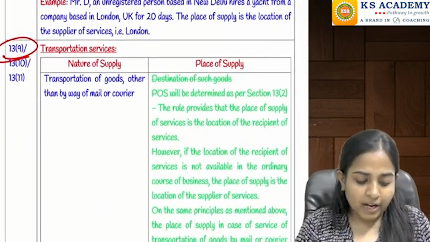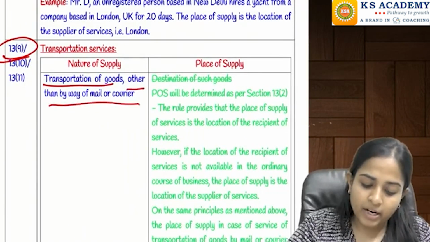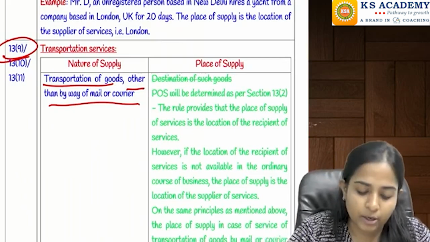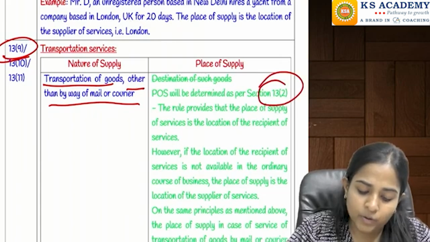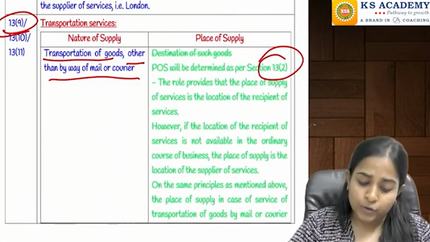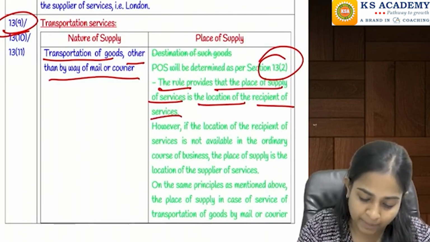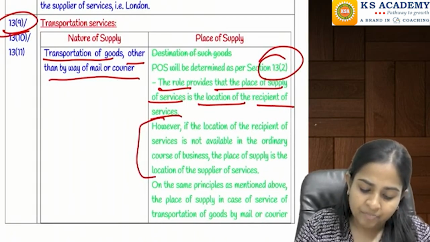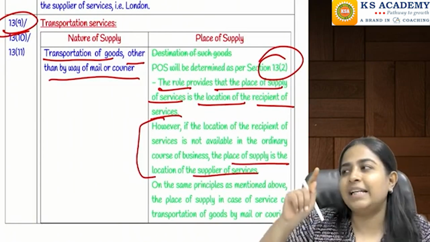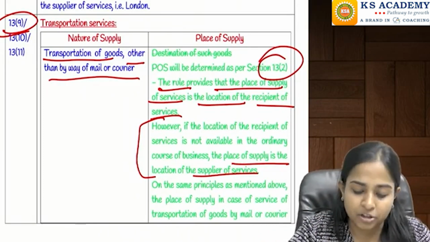In this also, transportation of goods other than by way of mail or courier. Okay, here also you don't have to see where the goods are going to go. Normally you will determine the place of supply as per the default provisions, that is section 13.2. So see what they are telling. The rule provides that the place of supply of services is the location of the recipient. However, if it is not available, then the location of the supplier will be considered as the place of supply. Means basically where the goods are going to go is totally irrelevant. Normal place of supply as per section 13.2 will be determined.